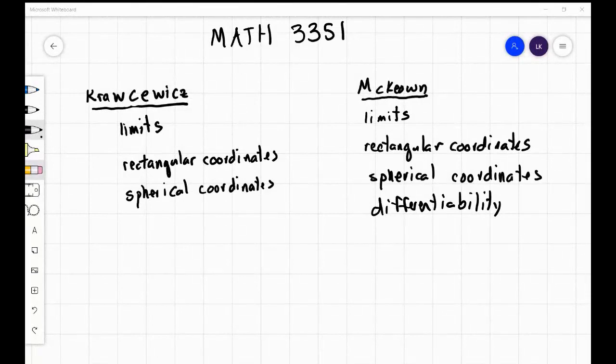Okay. Well, luckily, both professors seem to be covering very similar topics. So Dr. K and Dr. M are both looking at limits on the most recent homeworks. Also, rectangular and spherical coordinates.